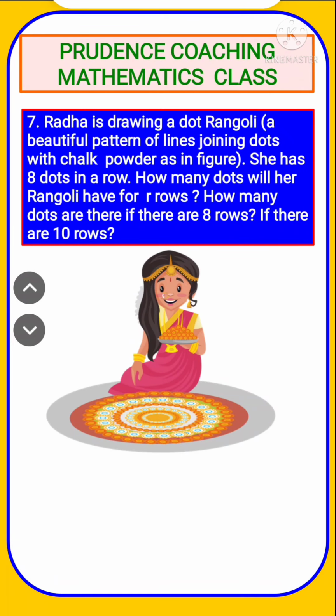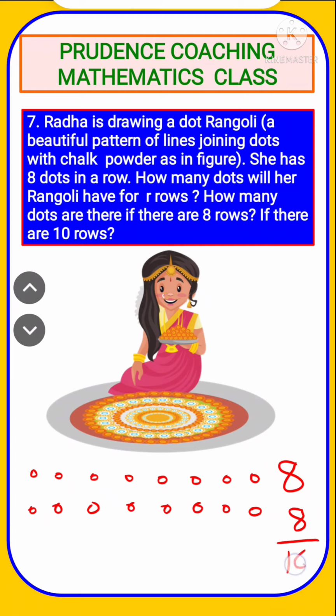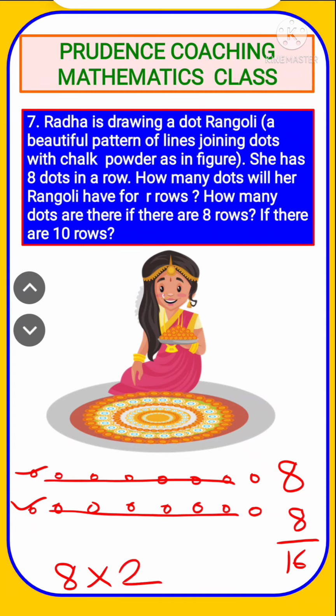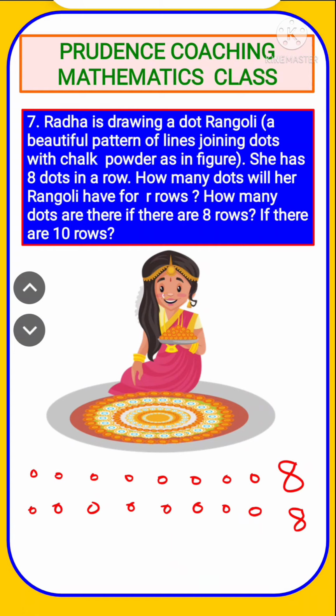So according to the question, in a single row there are 8 dots. 1, 2, 3, 4, 5, 6, 7, 8. So how many dots are there? 8. So if the number of rows is 2, then in this particular row also there will be 8 dots. So 8 plus 8, 16 dots. Or you can do like this. 8 in a single row, that is 8 into the number of rows. This is 1, this is 2. So 2 rows are there. So 8 into 2, you will get 16. That means we are multiplying the number of dots in a single row into the number of rows.